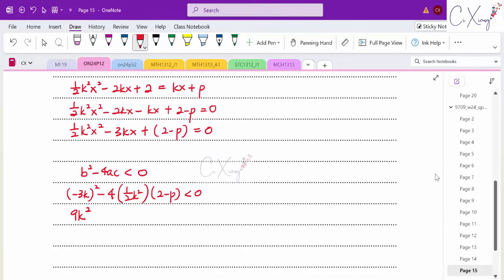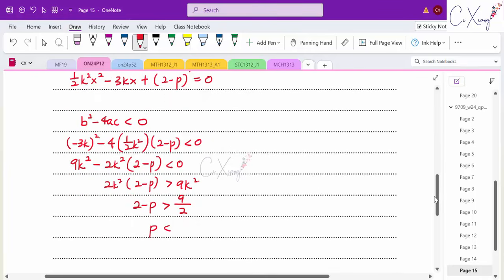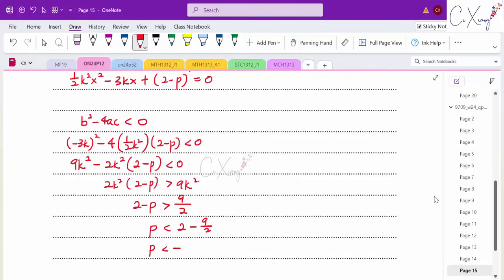Alright, so 9k squared minus, you are having now 2k squared, multiply with 2 minus p, smaller than 0. So you're having 2k squared, 2 minus p greater than 9k squared. 2 minus p greater than, you divide the 9k squared with 2k squared, so you're having 9 over 2. And after that, to get the p, it is equals to 2 minus 9 over 2, where you can get the final answer, p is smaller than negative 5 over 2.